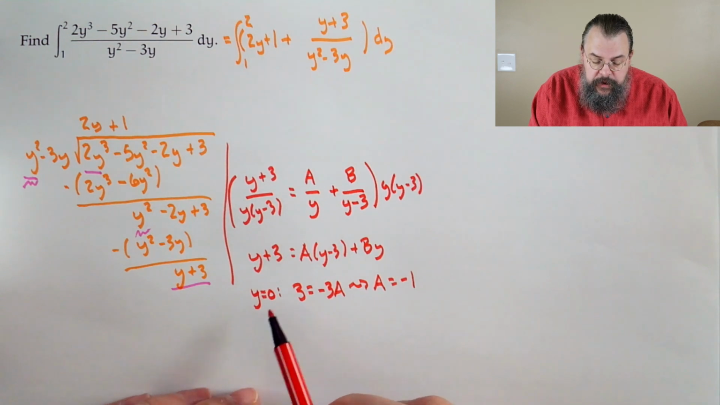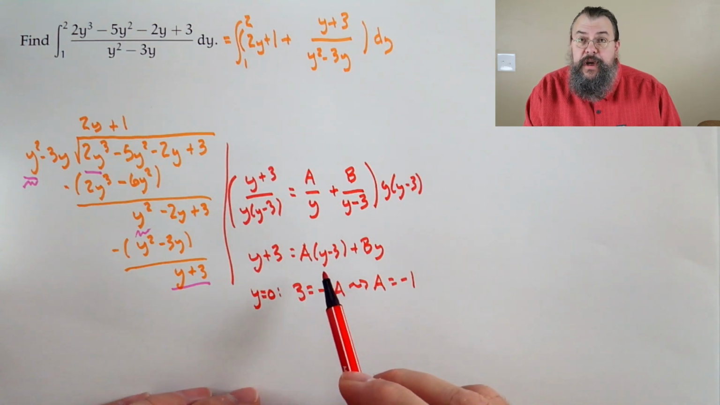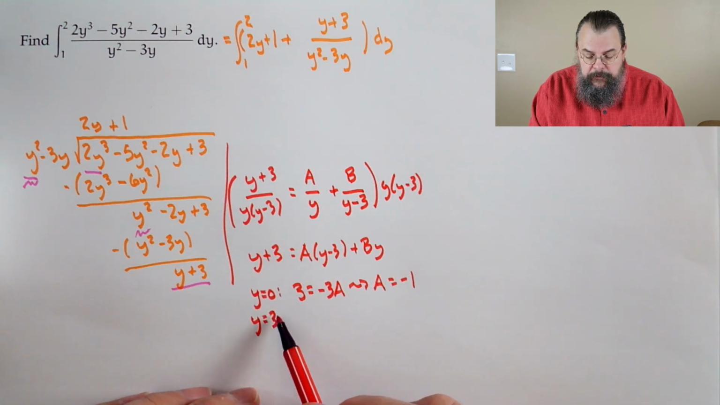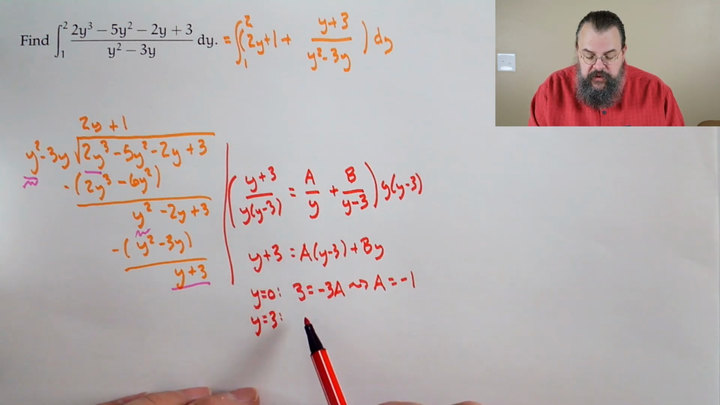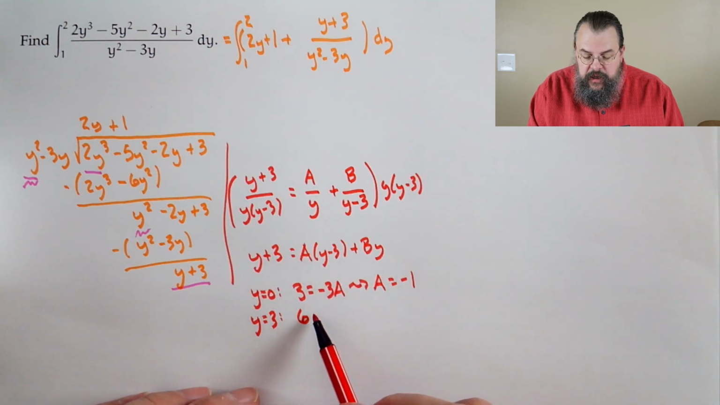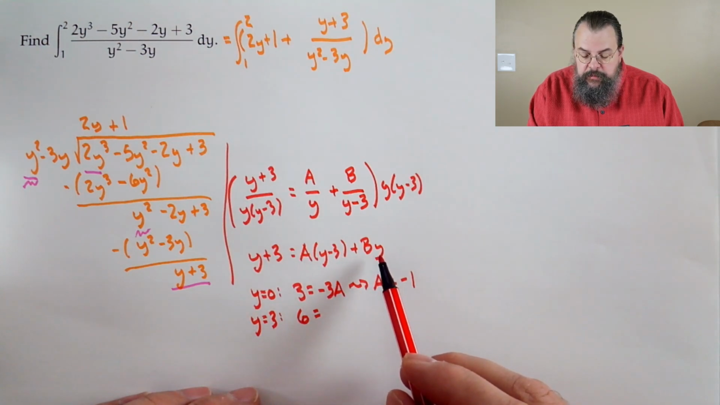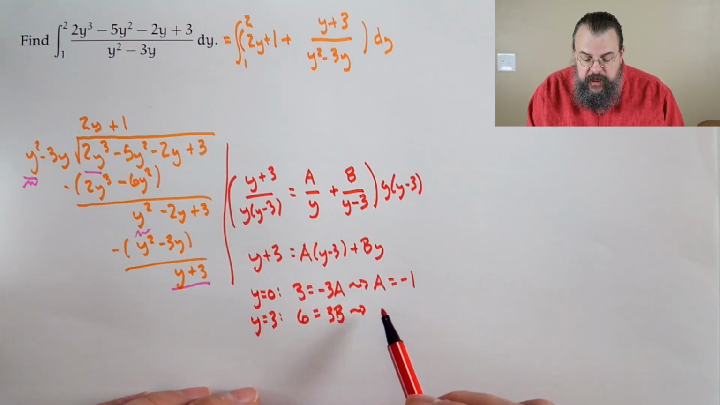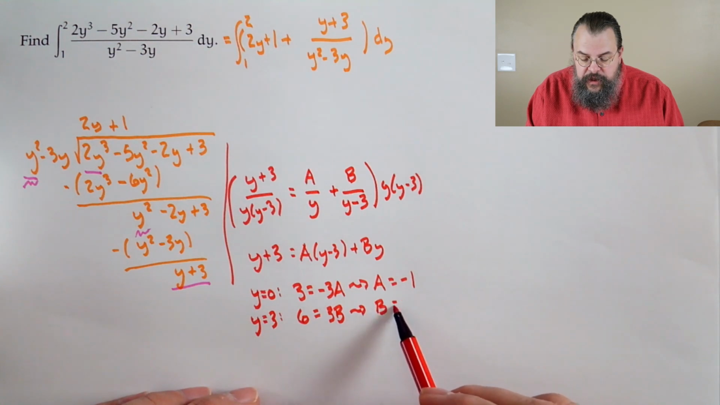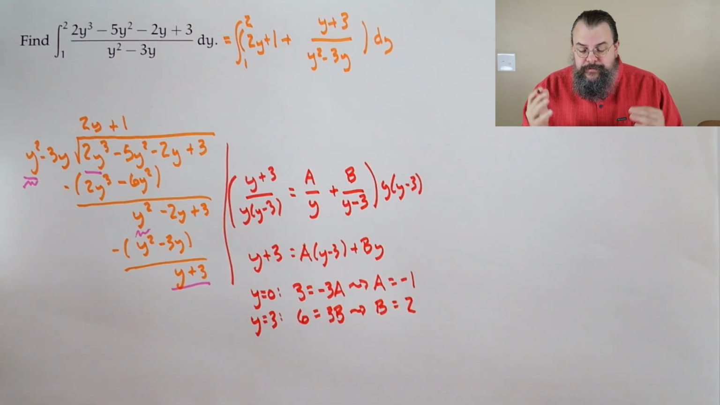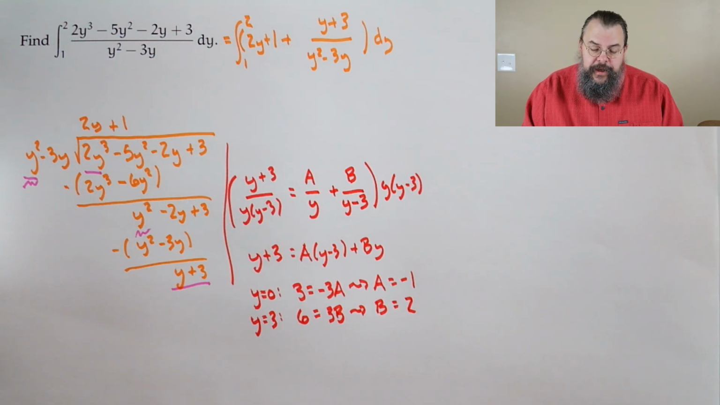Okay, how about the other one? Well, if you want to make that term 0, pick 3. So, pick y is 3. All right, 3 plus 3 is 6. And then we get 0 times A equals 3 times B, 3B. Coming to us an exciting 3B action. Well, that tells us B needs to be 2. All right, lovely.